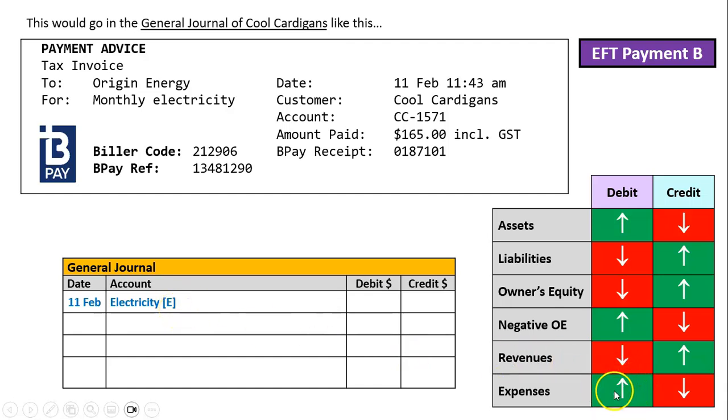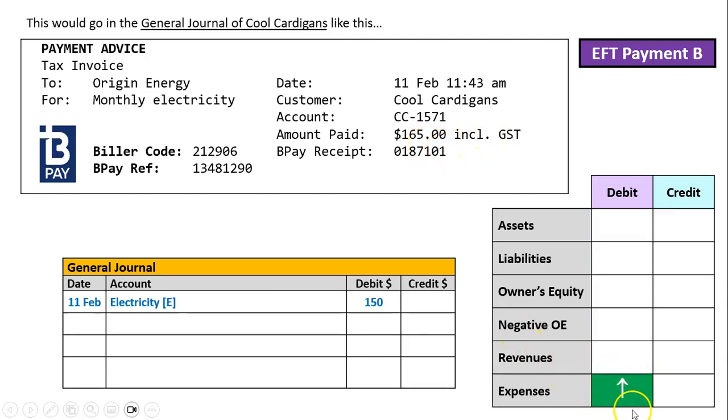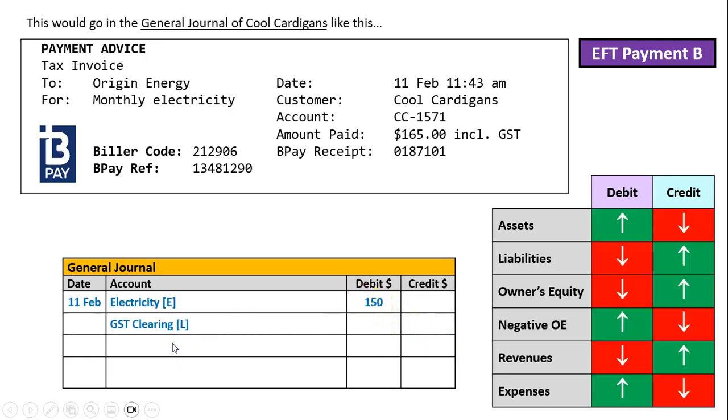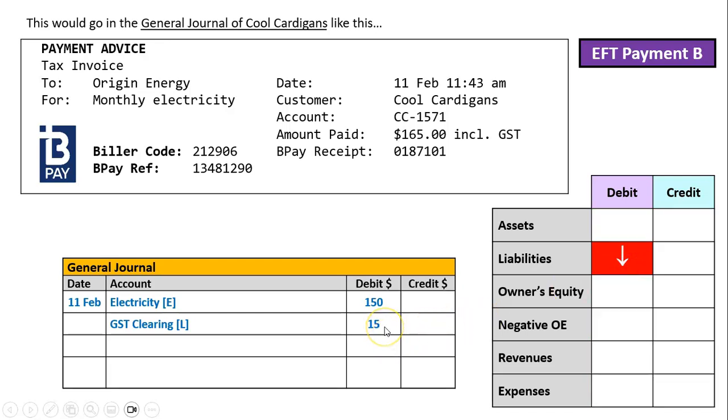We just got to figure out the amount. So it says 165 including GST. Earlier in the course, we learned how to take the GST out. So if we divide that by 1.1, we'll get an expense going up, which is a debit, and that amount will be 150. We also pay GST, and GST clearing is a liability. And when we pay GST, that liability goes down. And that liability going down would be a debit. And it would be $15. So we can get that out of 165 by dividing it by 11.